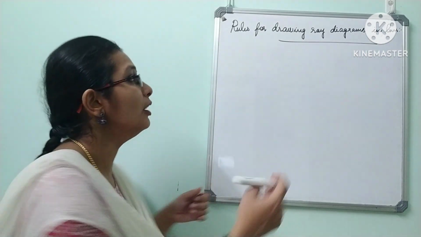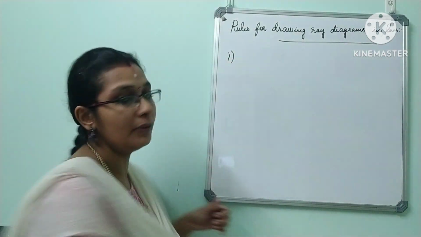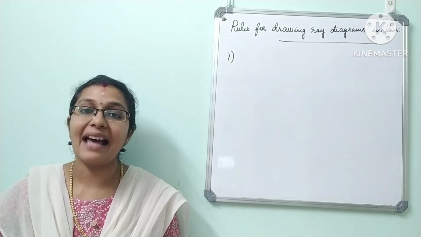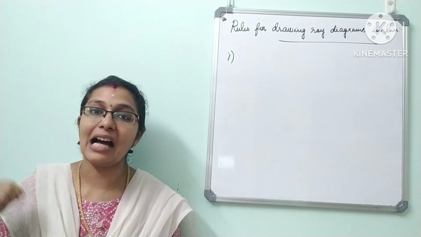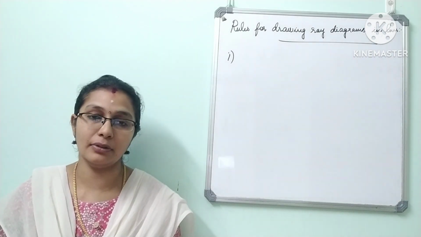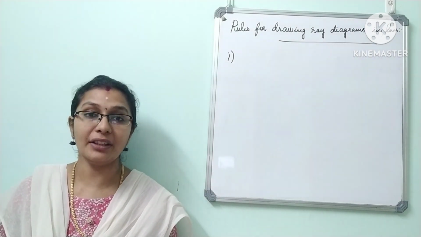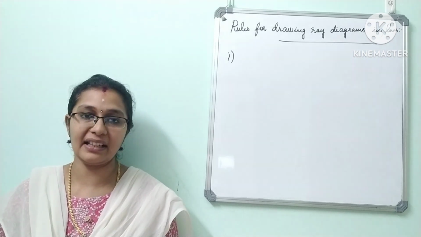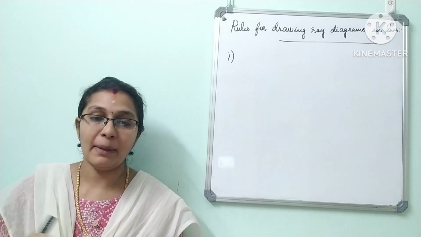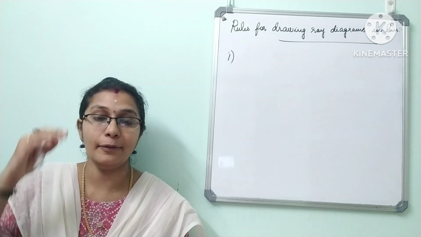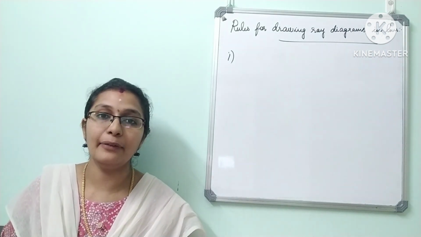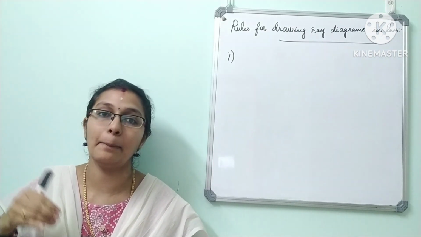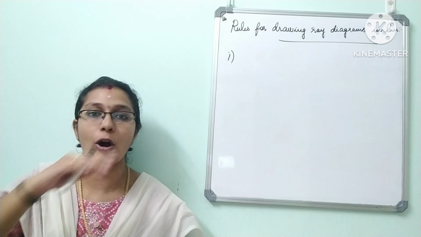So the first rule will be like this. What is the first rule for mirror? The same rule is for here also. A ray parallel to the principal axis after reflection passes through the focus in the case of a concave mirror and appears to pass through the focus in the case of a convex mirror, right? So whatever you write for concave mirror will apply for convex lens, and whatever you wrote for convex mirror will apply for concave lens. Just the opposite process.